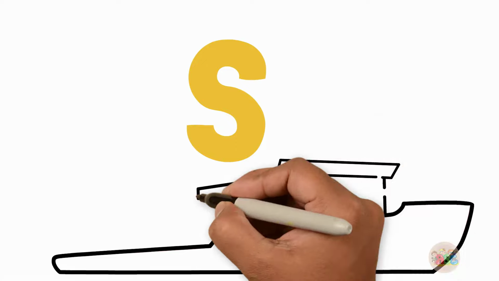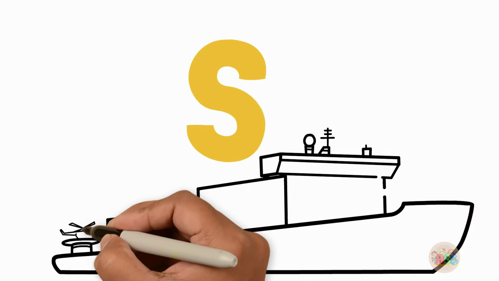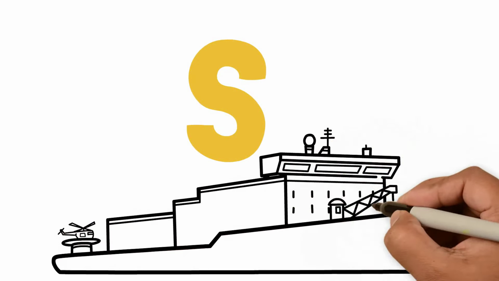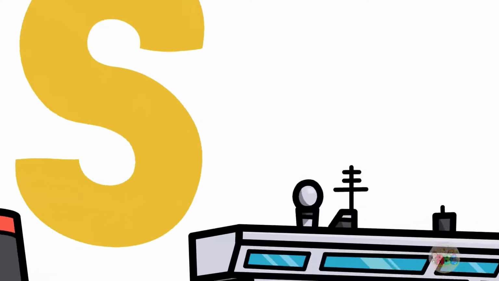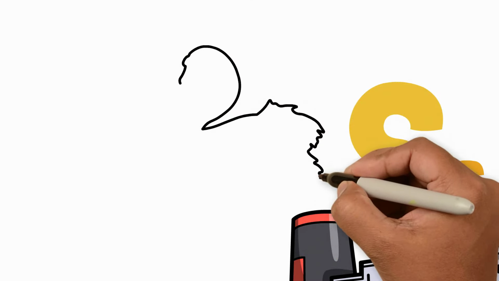S. S is for sheep. Say with me, sheep. Again say with me, S is for swan.